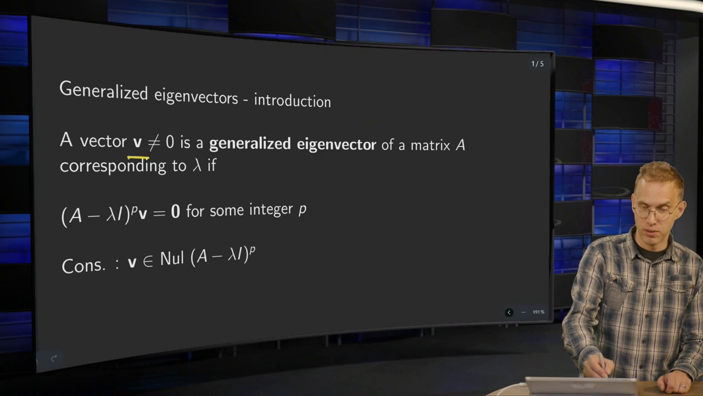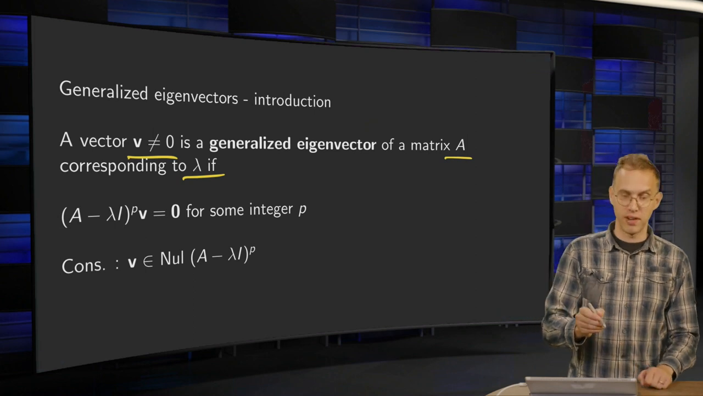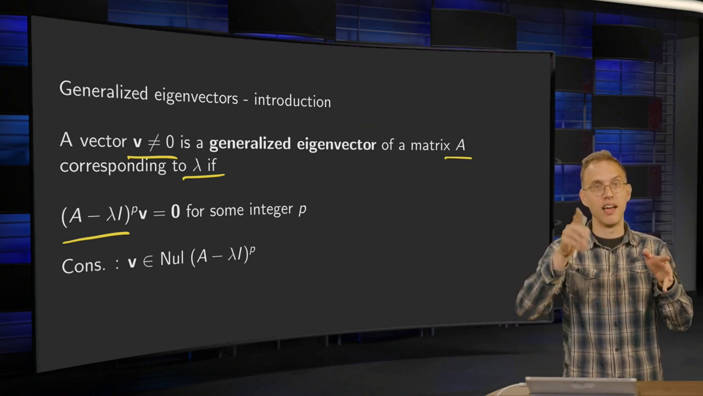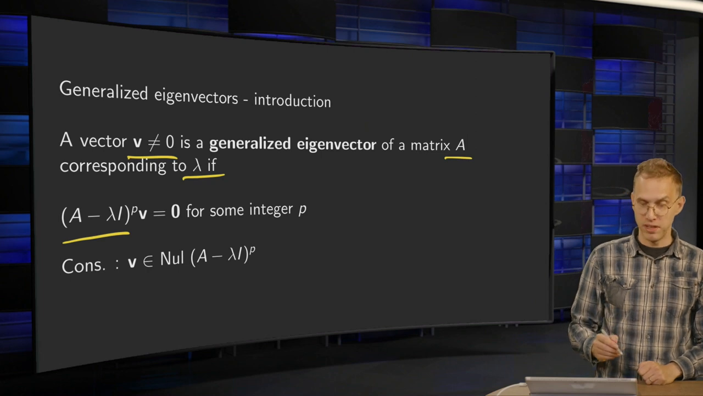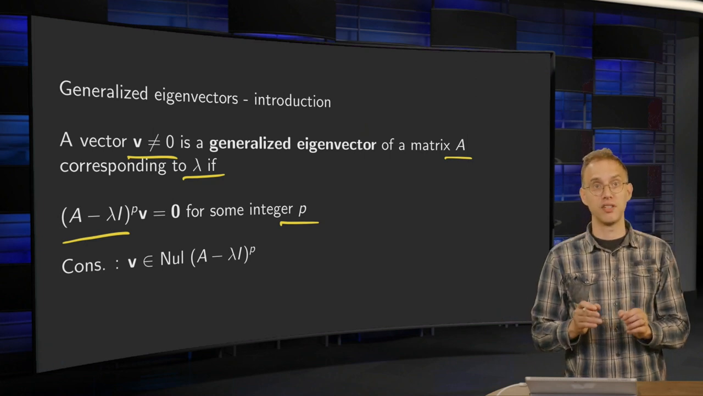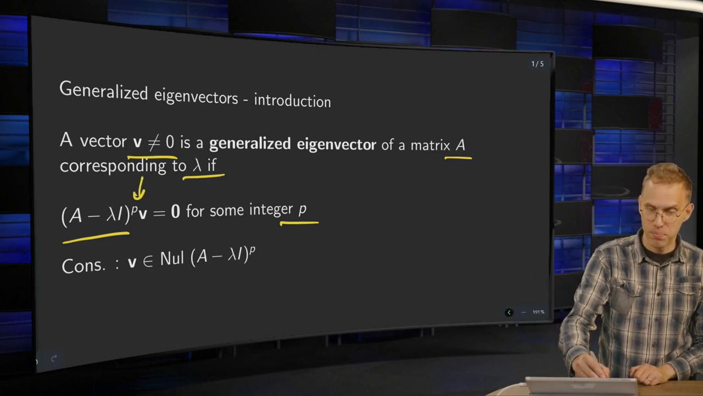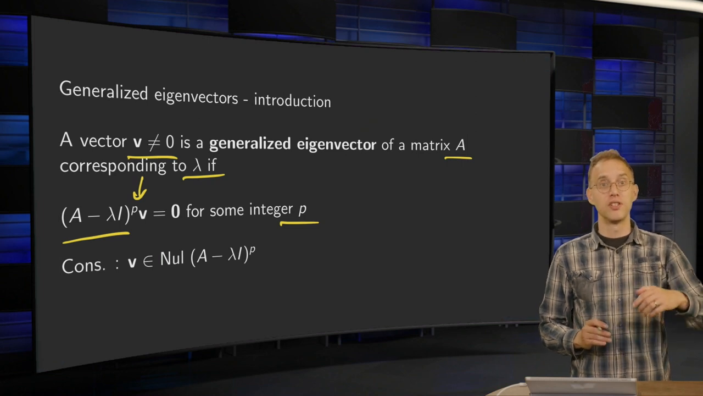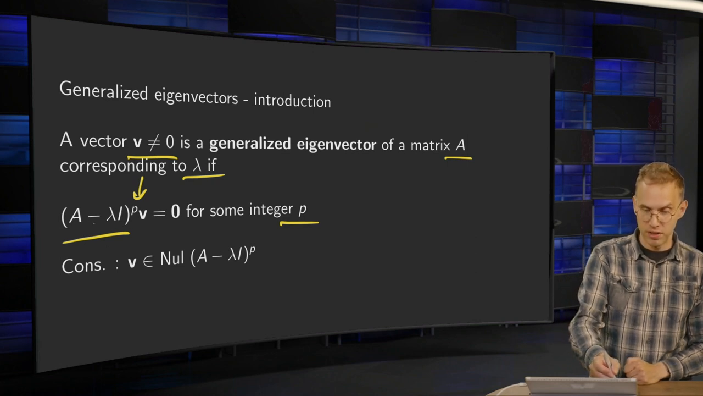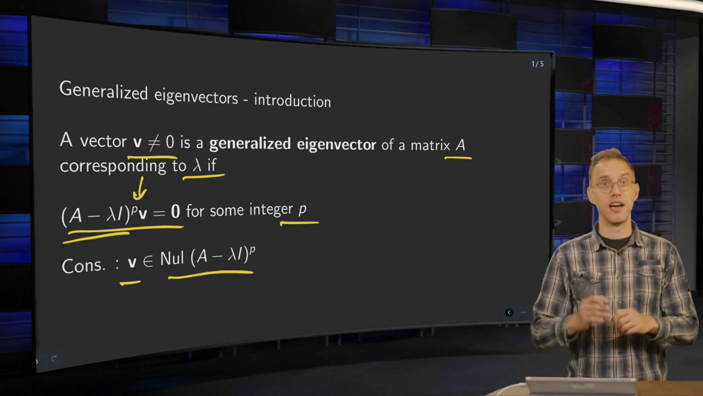Well, that is a vector not equal to zero of a matrix A corresponding to lambda. When do we have such a generalized eigenvector? If A minus lambda I to the power P, so you compute A minus lambda I and take it to the power P, times this vector V is equal to zero for some integer P. So remember, for a normal eigenvector, we have A minus lambda I times V equals zero. And now for a generalized eigenvector, we put some power P here, so we can have higher powers now. Consequence is, of course, that if this equality holds, then this generalized eigenvector is in the null space of A minus lambda I to the power P.